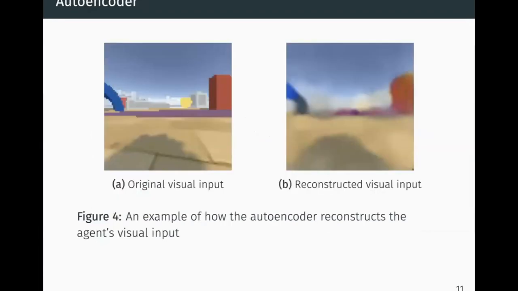So this is just an example for anyone who's not familiar with what an autoencoder is and what it does. It basically just reconstructs the input. It's going to be a lossy reconstruction, obviously, because you're lowering the dimension of the visual input, and then you try to see what's the minimal representation that you need in order to still preserve some information about the scene that enables that reconstruction to occur.